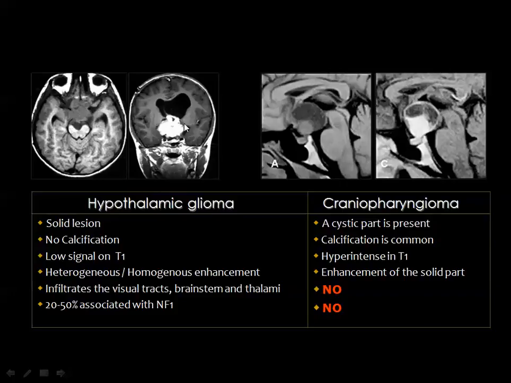The hypothalamic glioma is a solid lesion, while the cystic component of craniopharyngioma is essential for the diagnosis. Craniopharyngioma contains calcium, one of the stigmata, but the hypothalamic glioma does not contain calcium. Hypothalamic glioma is of low signal or intermediate signal in the T1, but sometimes the cyst of craniopharyngioma will show high signal in the T1 due to the lipid content of the cystic fluid. This tumor, hypothalamic glioma, will show homogeneous or heterogeneous post-contrast enhancement, but in craniopharyngioma only the solid component enhances, and maybe the margin of the cyst. This tumor may infiltrate the visual pathways, including the optic tract and the brainstem and the thalami, but craniopharyngioma does not. Hypothalamic glioma has an intimate relation to neurofibromatosis type 1, and craniopharyngioma does not.